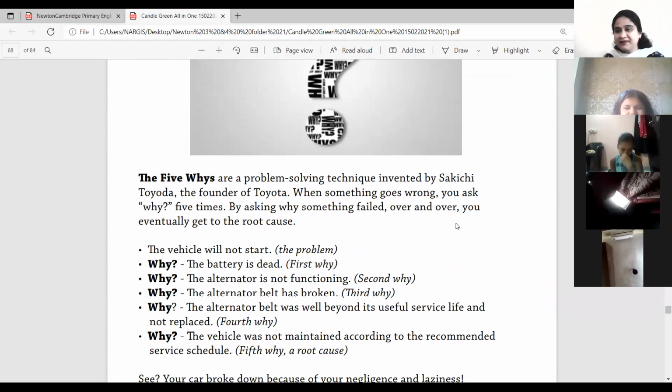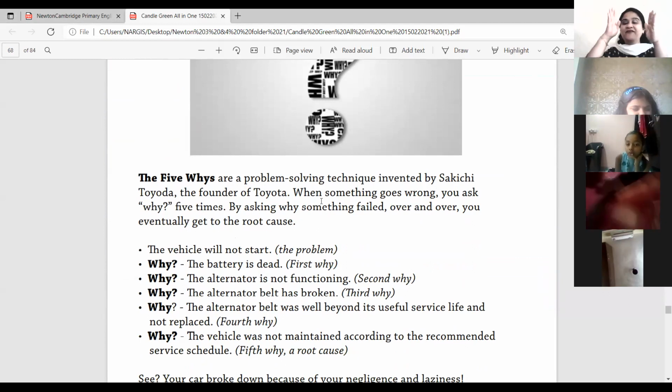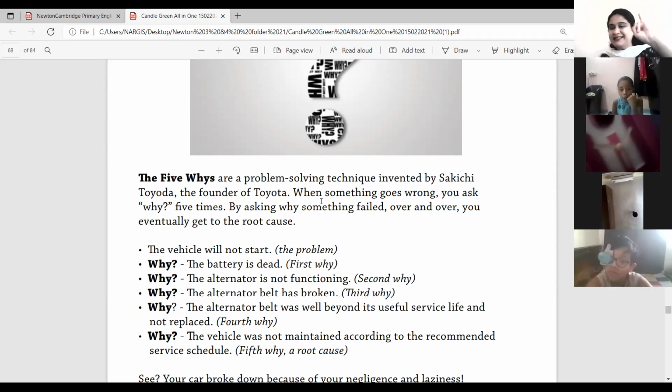I was going to say, why are there so many whys? Yes. Now, the vehicle. Why? Now, see, they have given us a situation. The vehicle will not start. The problem: the battery is dead. Is that the problem?